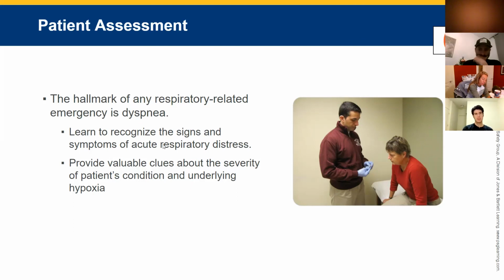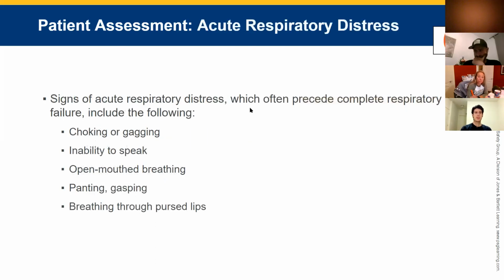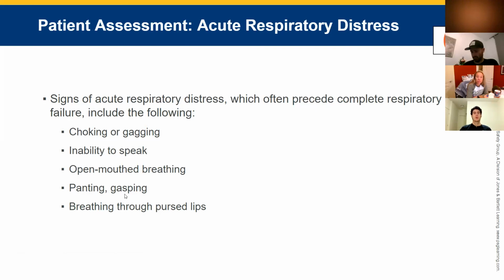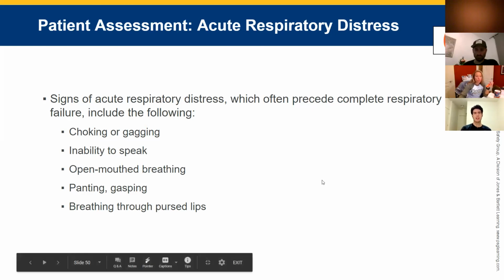All right, so learn to recognize the signs by looking at someone. Signs of respiratory distress: choking or gagging. I think we could all recognize that. People are really good about giving the choking sign. I don't know what it is. Humans just know how to do that. Inability to speak. If someone can't even get words out because they're breathing so hard, red flag. Open mouth breathing, panting, gasping, breathing through pursed lips. When you see someone having difficulty breathing, if you think it looks like they're having a hard time breathing, they probably are. I think as humans, we just recognize that innately. So go with your gut on that.